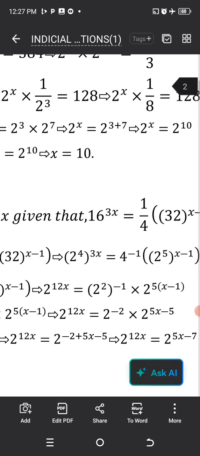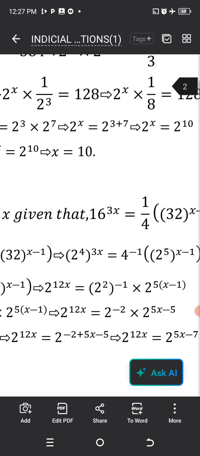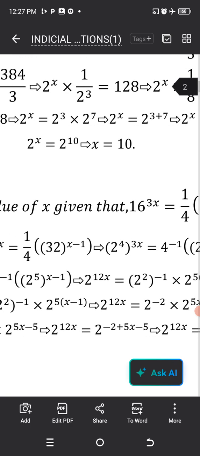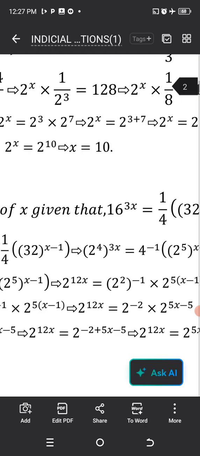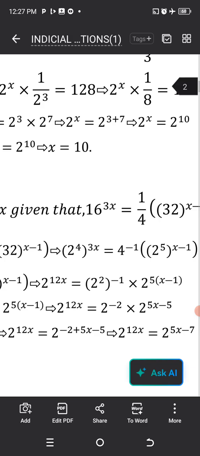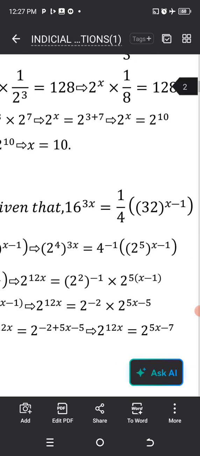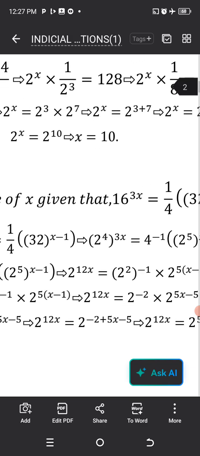So the next implication line states that 2 raised to power x is now what? You can see that the powers at the right hand side, 2 raised to power 3 multiplied by 2 raised to power 7, have been changed to addition. Why? Because we are applying the multiplication law. So 2 raised to power x is now 2 raised to power 3 plus 7, which implies that 2 raised to power x equals 2 raised to power 10.